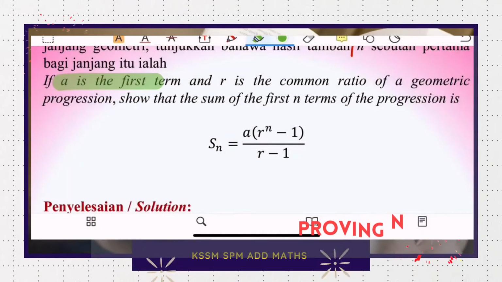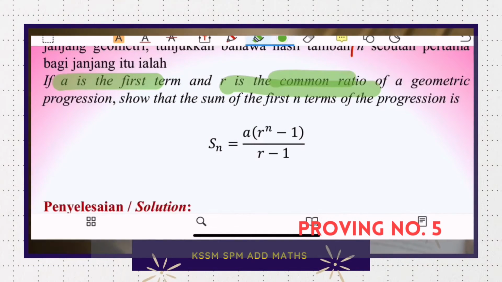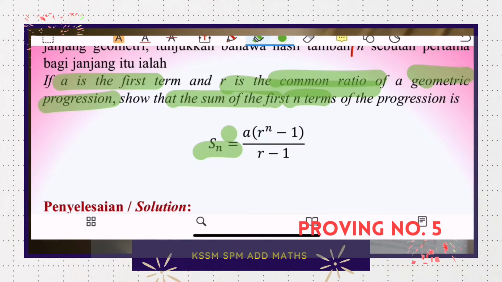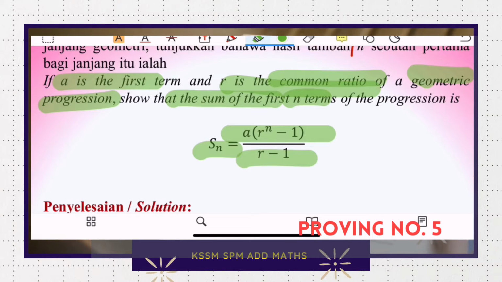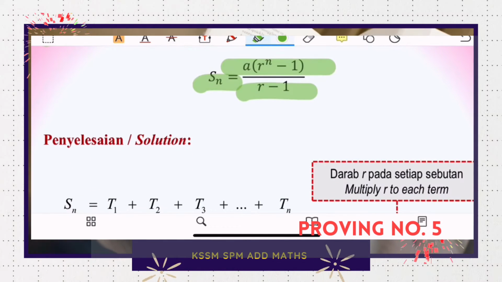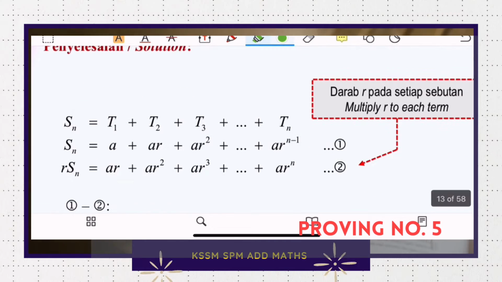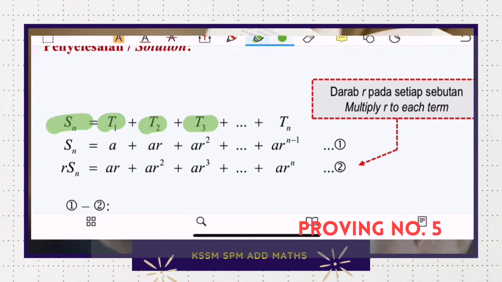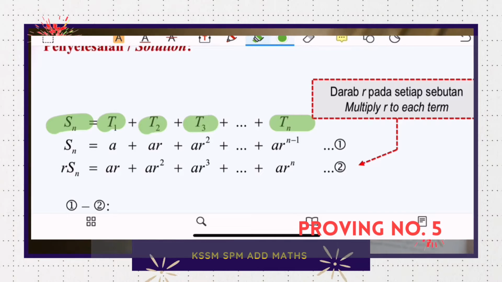If A is the first term and R is the common ratio of a geometric progression, show that the sum of the first n terms is Sn equal to A(R^n minus 1) over (R minus 1). So we need to show how to get the formula. First of all, we will take Sn equal to the first term plus the second term plus the third term, and so on and so forth until the nth term.